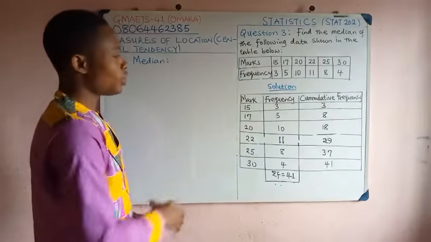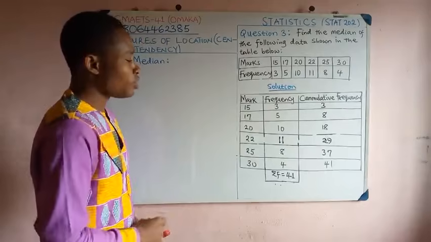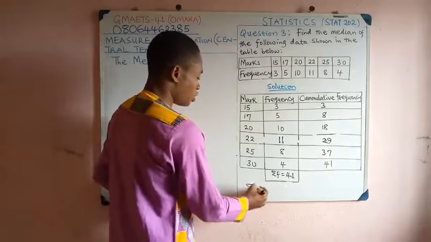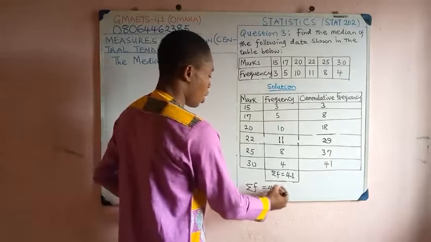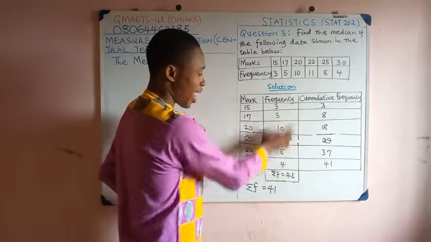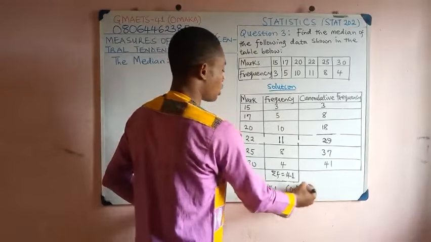So we want to see how we can now proceed to obtain the median mark. The first thing we need to do is to identify summation f, the total frequency. Now the total frequency as given in this question is 41 from this table as we've seen. If you solve this by adding it up, you get 41. And that 41, you observe that it is an odd number.